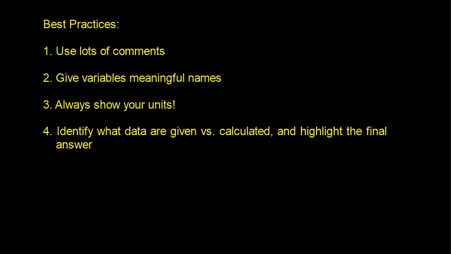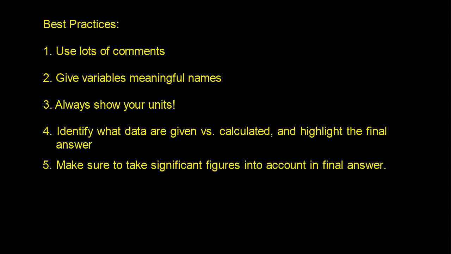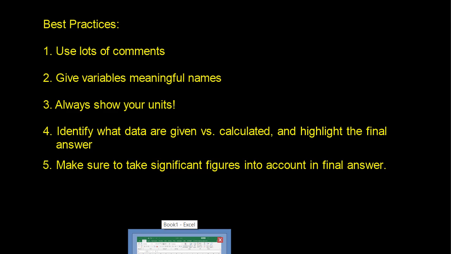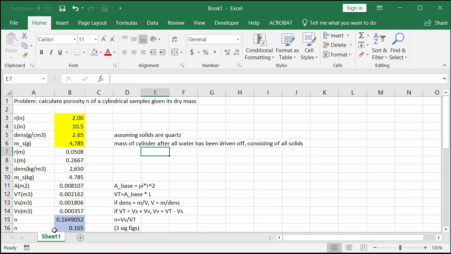In the example I gave, I highlighted the given values in yellow. Anything that was just blank and not highlighted at all was assumed to be calculated, and the final answer I highlighted in blue. And finally, make sure to take significant figures into account in your final answer. As I did in the example, I gave the final answer twice, once with all the intermediate significant figures, and again, the final answer in cell B16 with the correct number of significant figures. And if you follow those practices, your spreadsheets will be much more useful both to you and to anyone you share them with.